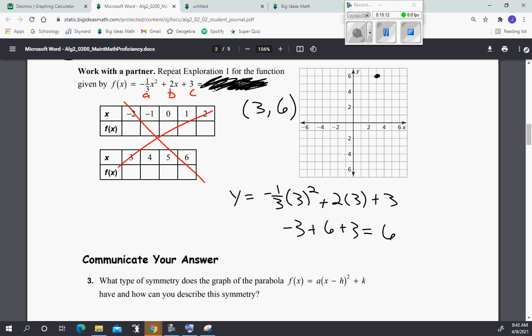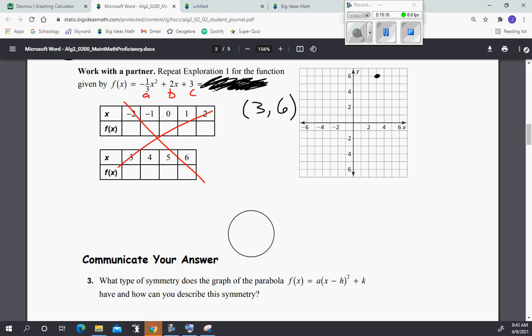This is our minimum or maximum, as I asked you at the beginning of the lesson. It's actually going to be the maximum because our graph is flipped over the x-axis. So our arrows will be pointing down. So that's our maximum point.